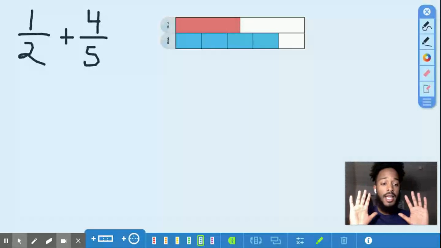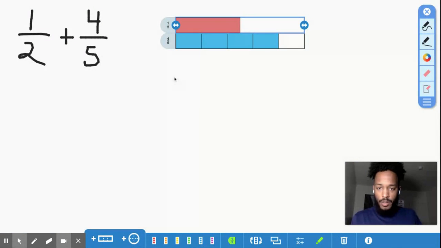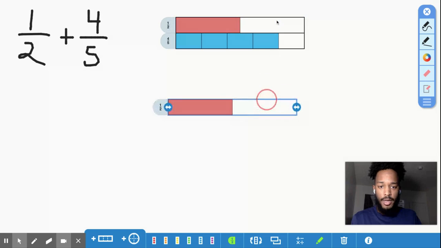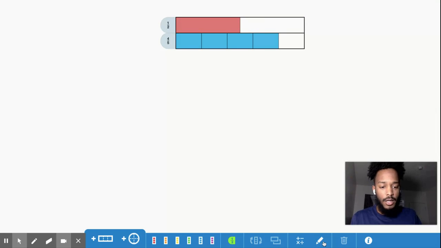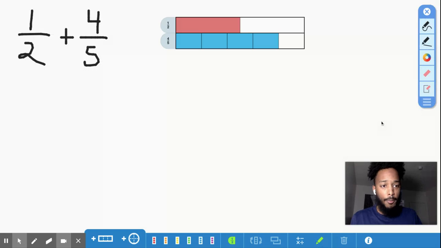into 10 equal pieces. So I'm going to click out of this guy and go back in here. Can I go back in here? No, I can't. I'm moving too fast. So I'm just going to do it the old-fashioned way. I'm going to click on the marker, and I'm going to break each of these into 10 pieces.